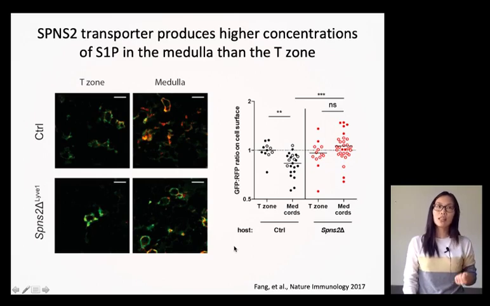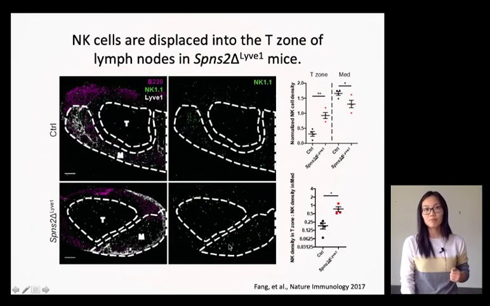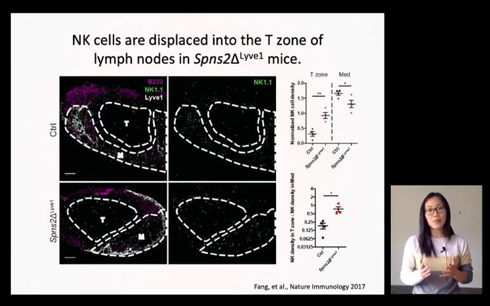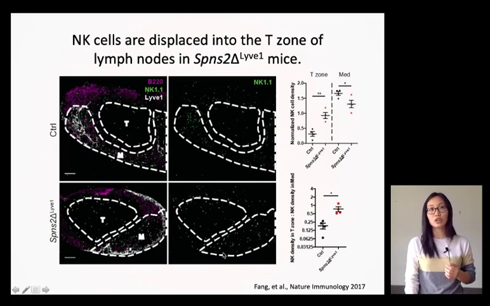Our next question is, are these gradients important for cell localization? What is the function of these gradients? So we looked at lymph node organization in spinster2 deficient mice, again, where lymph node gradients are disrupted. I'm not showing the macrophages here, but they were largely fine. NK cells, however, shown in green here, look mislocalized from the medulla into the T-zone. We quantified this in various ways, all of which showed a relative increase of NK cells in the T-zone and a decrease in the medulla. This is the ratio of the NK cell density in the T-zone compared to the medulla, and you can see that in spinster2 deficient mice, this ratio is a lot higher.